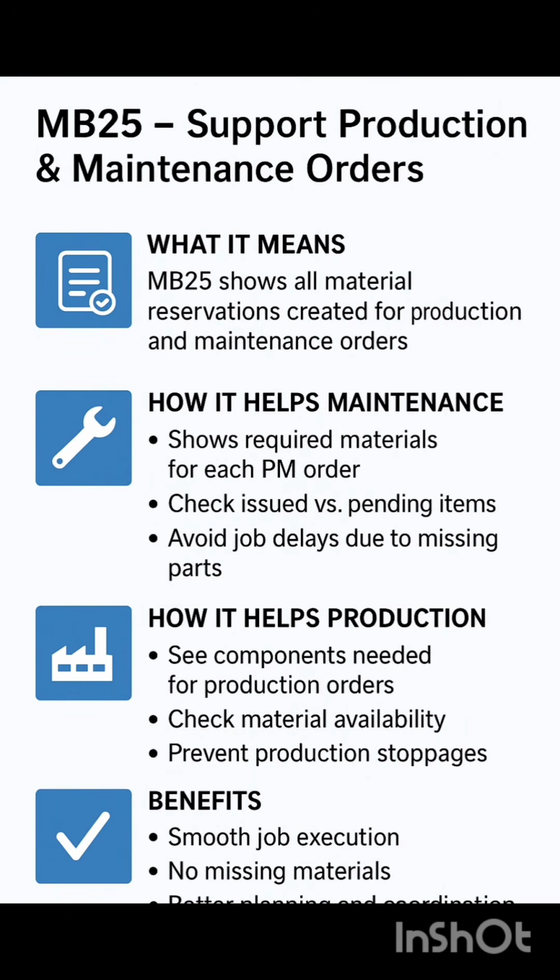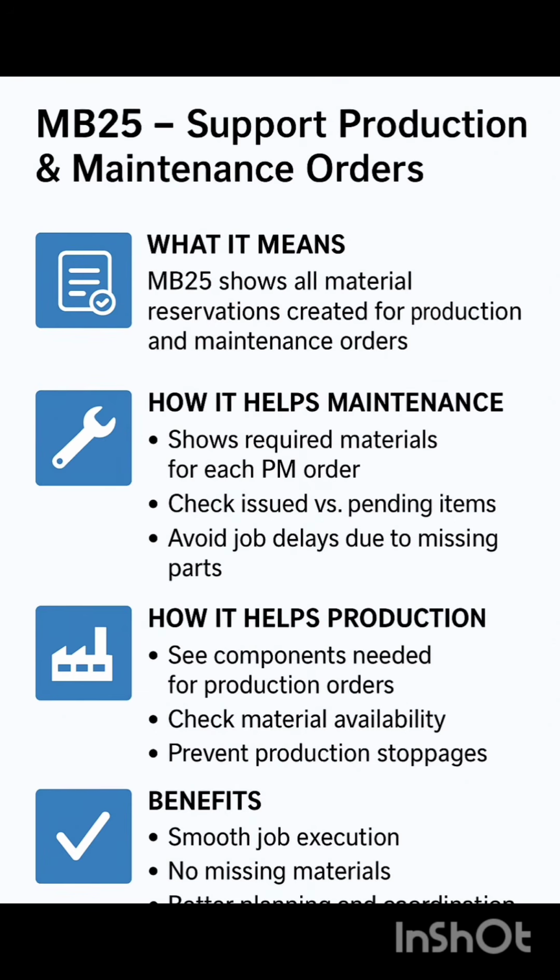Next use of MB25 is support in production and maintenance orders. What it means: MB25 shows all material reservations created for production and maintenance orders. It shows required materials for each PM order. It checks issued versus pending items, and it avoids job delays due to missing parts.